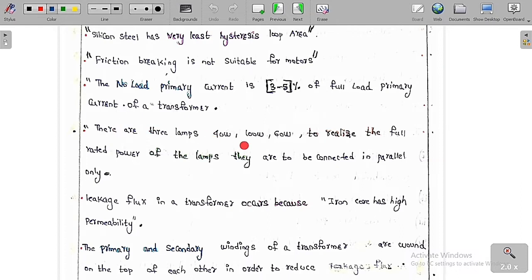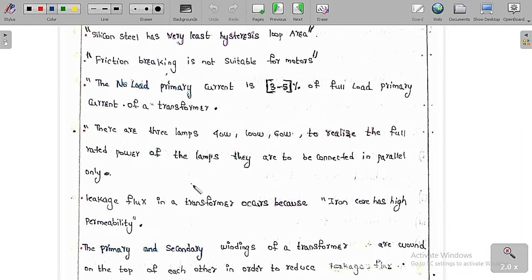Suppose there are 3 lamps, 40 watt, 100 watt, 60 watt. To realize the full rated power of the lamps, they are connected in parallel only. If you connect them in series, then only the lower rating bulbs glow higher, but not the remaining ones. If you want to make them work at their full capacity, then you have to connect them in parallel combination only. Then only they can work with their full rated capacity.